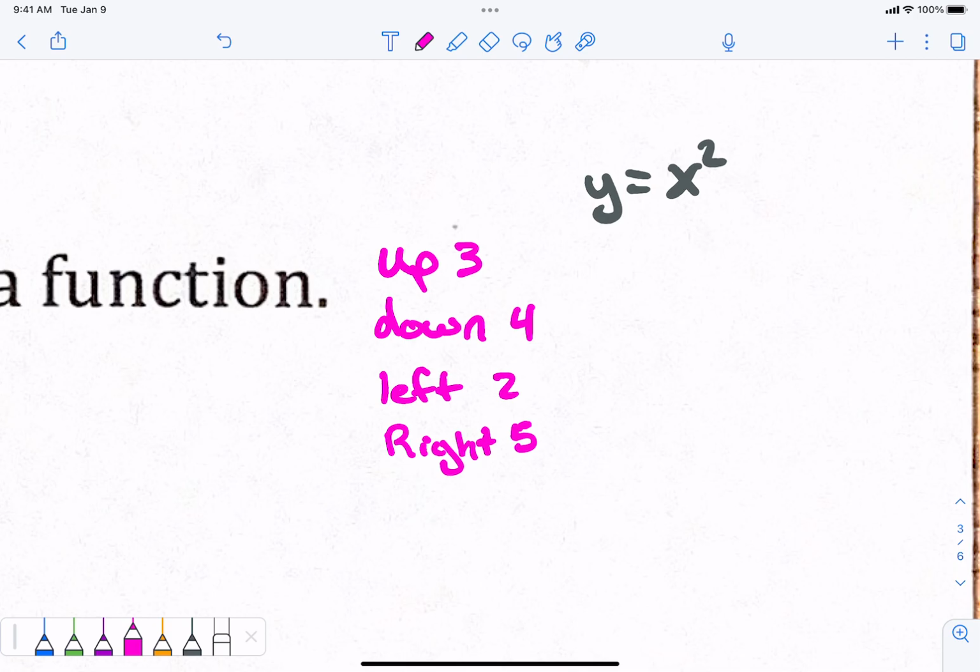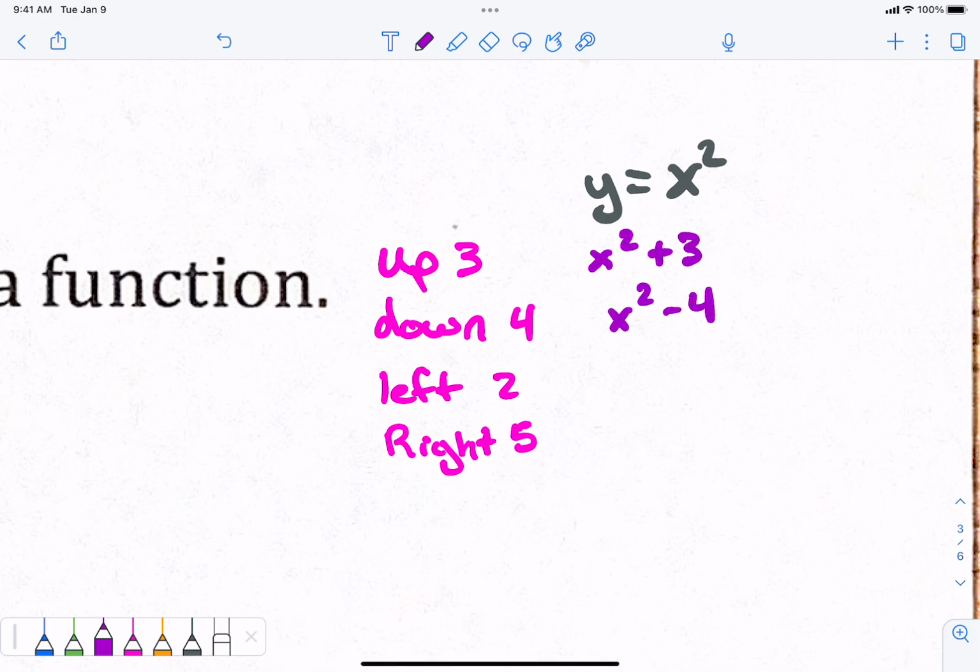So how will this function change if I'm going up 3? What will that do to the function? It will move it up on the y-axis. Up on the y-axis 3, but what will the function look like? Plus 3. x squared plus 3, yep. Okay, what about down 4? x squared minus 4.